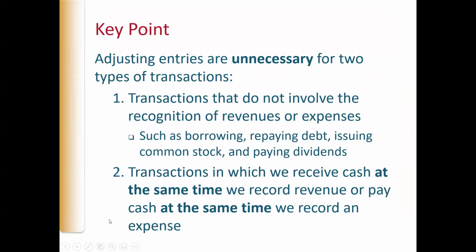The two kinds of adjusting entries that aren't necessary to record: any transaction that does not involve the recognition of revenues or expenses, such as borrowing, repaying debt, issuing common stock, and paying dividends, or transactions in which we receive cash at the same time we record revenues, or pay cash at the same time we record an expense. If that happens, we don't need to report any adjusting entries.